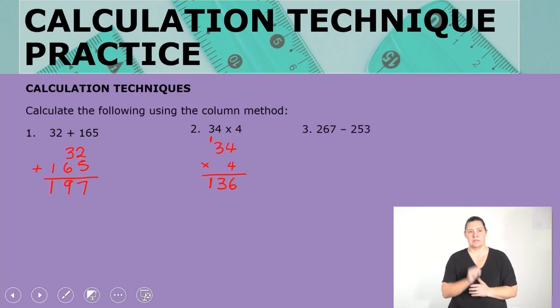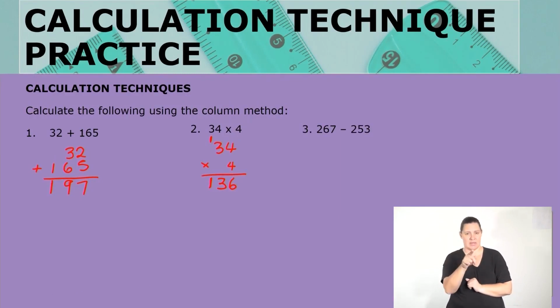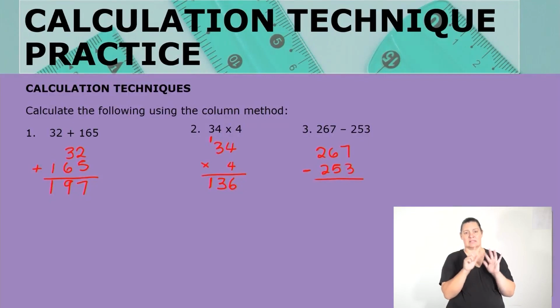We have 267 minus 253. Now remember, we write the digit of each number in the correct place value. Okay, I am pretty sure by now you've calculated that, but let's do it together. So we've got our ones, 7 ones minus 3 ones. That leaves us with 4 ones.